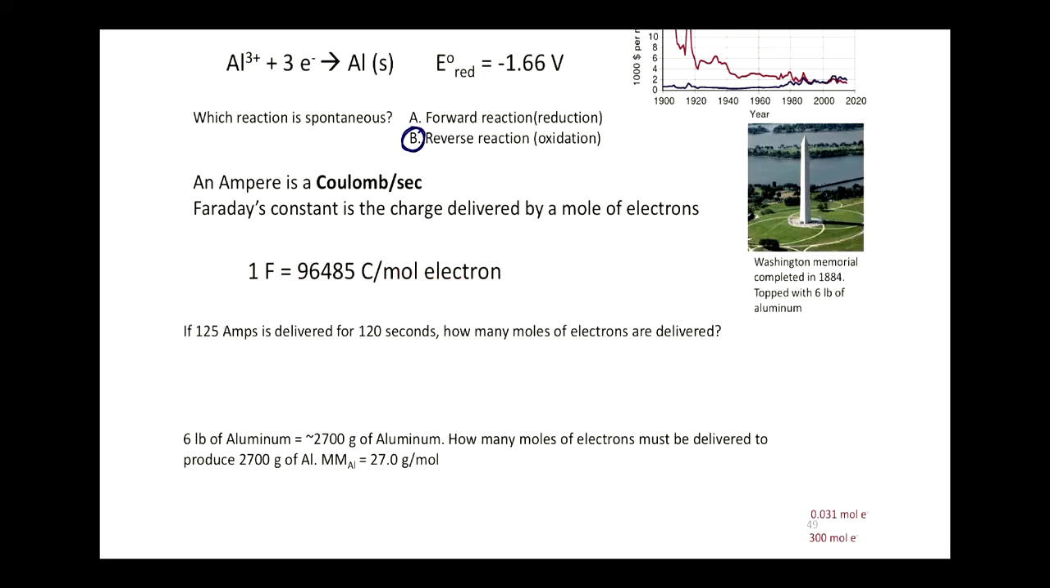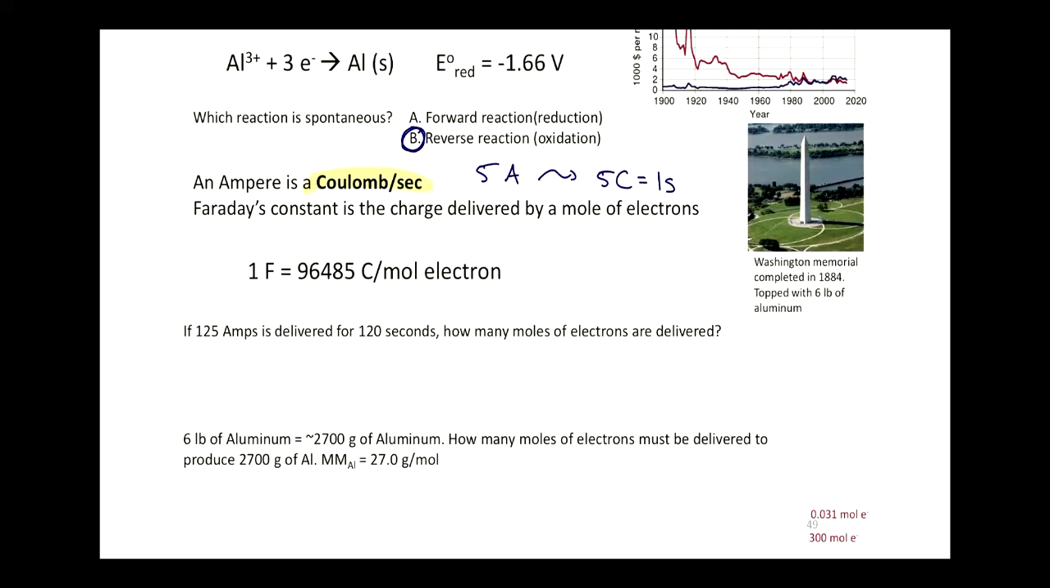So remember, this is Faraday's constant, where we said that 1 mole of electrons delivers this many coulombs. This is where current is finally important: amps. Just memorize this, an amp is equal to a coulomb per second. So if I have something that's 5 amps, what this means is that 5 coulombs are delivered every 1 second, all right?